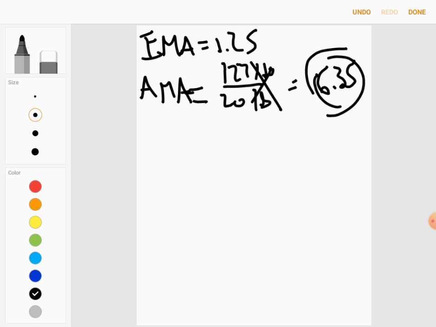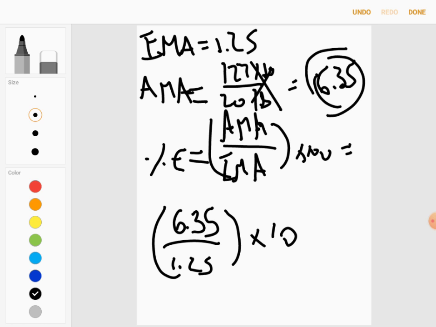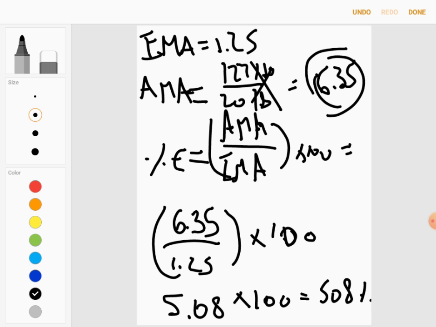So we want to know the percent efficiency. That is AMA divided by IMA times 100. So that would be 6.35 divided by 1.25 times 100. That is 5.08 times 100, which would equal 508%. So you're like, what in the world?